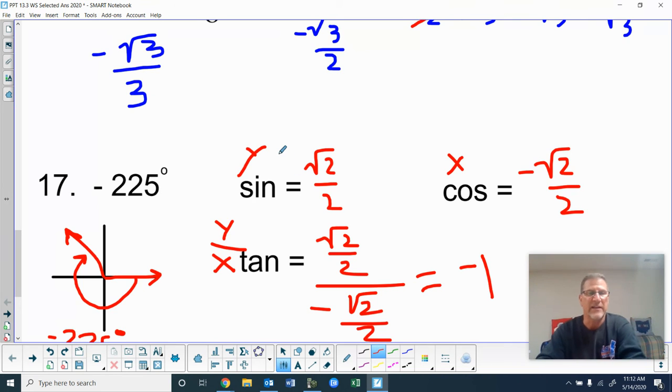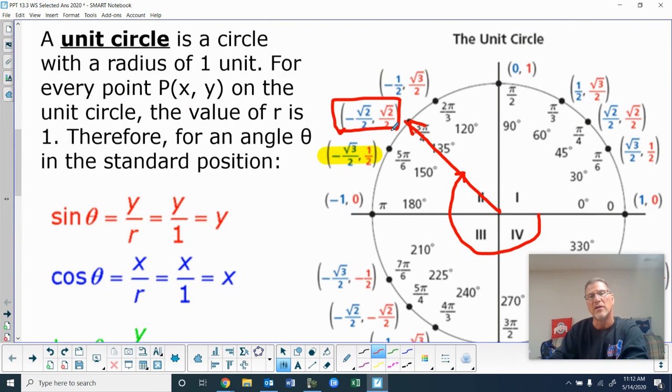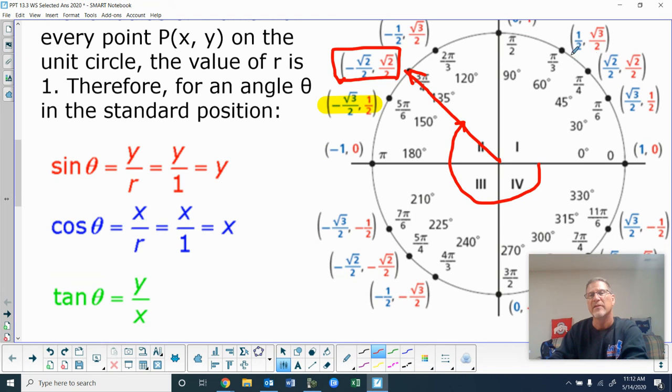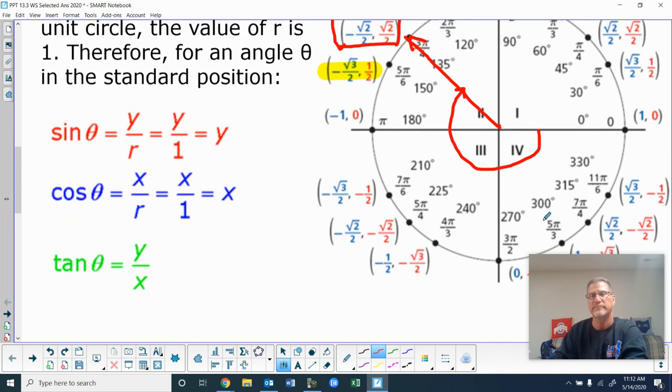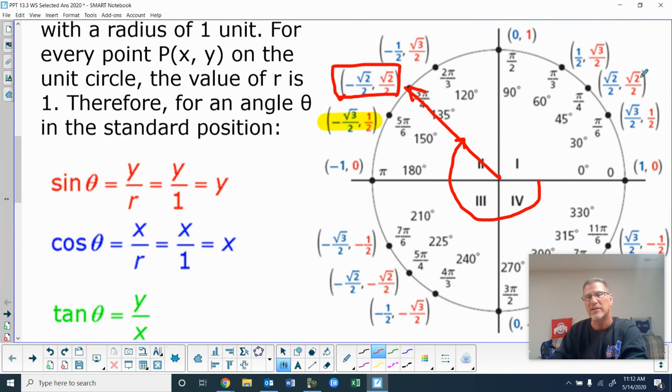So for number 17, those are your three answers. The sine would be square root of 2 over 2, cosine negative the square root of 2 over 2, and tangent negative 1. Okay? So just wanted to review that quick with you. Some of you weren't quite getting that. Again, I'm getting those numbers from these points on the outside of my unit circle. And here's the radian measures, and there's the degree measures inside. So all you have to do is look at that picture of the unit circle.